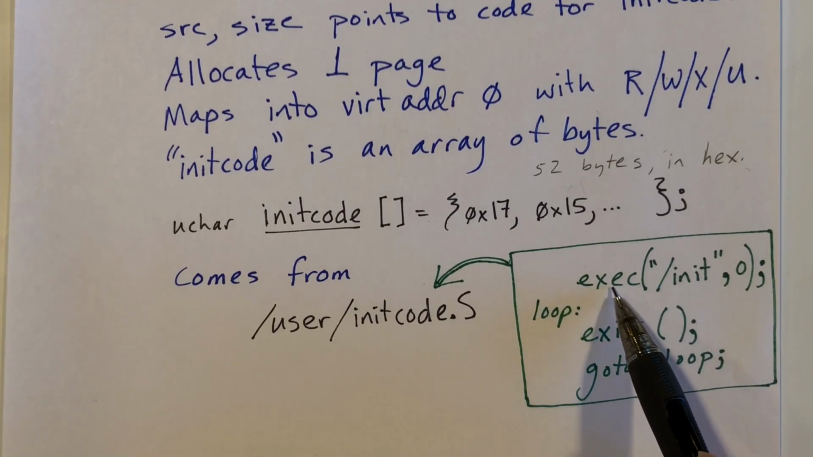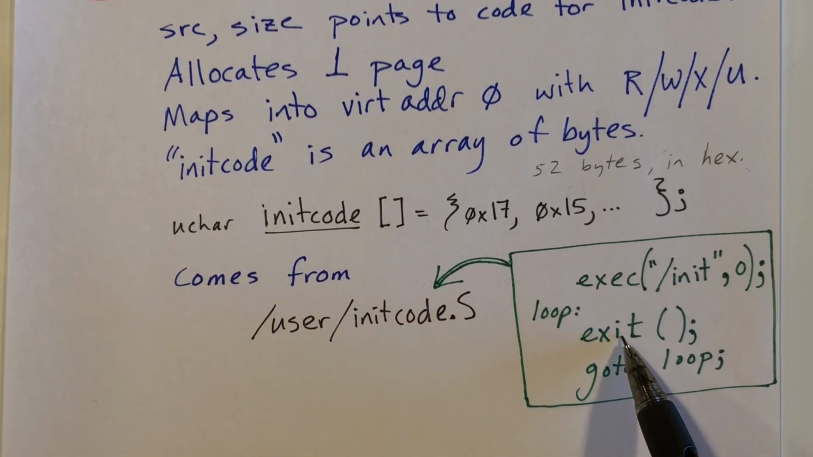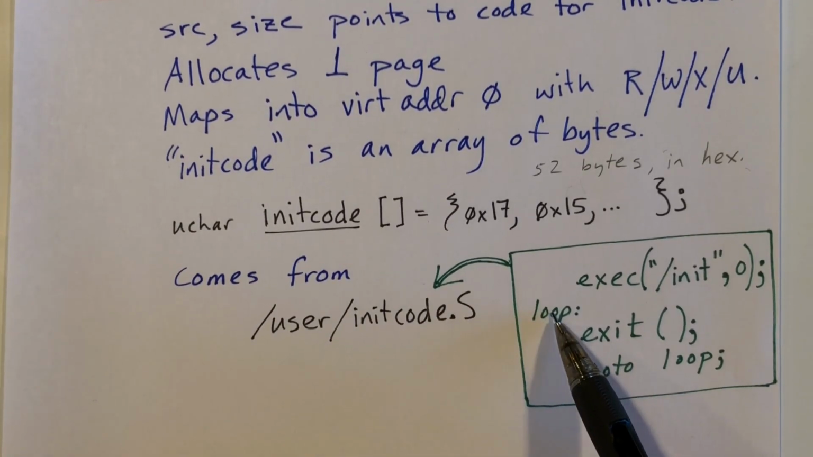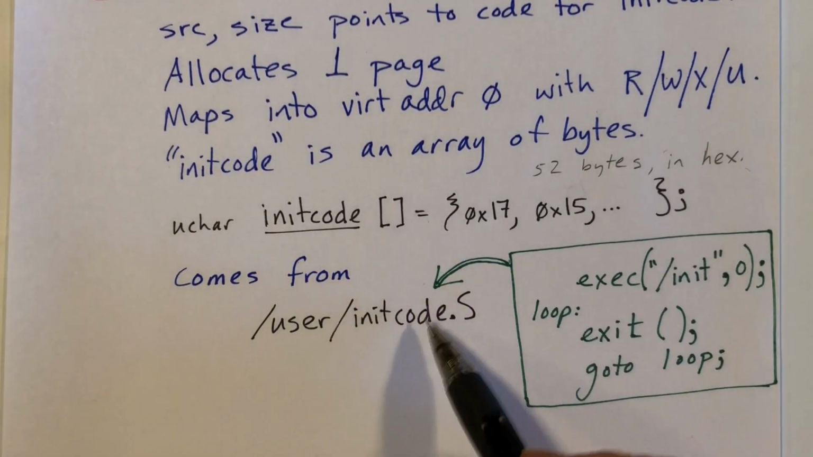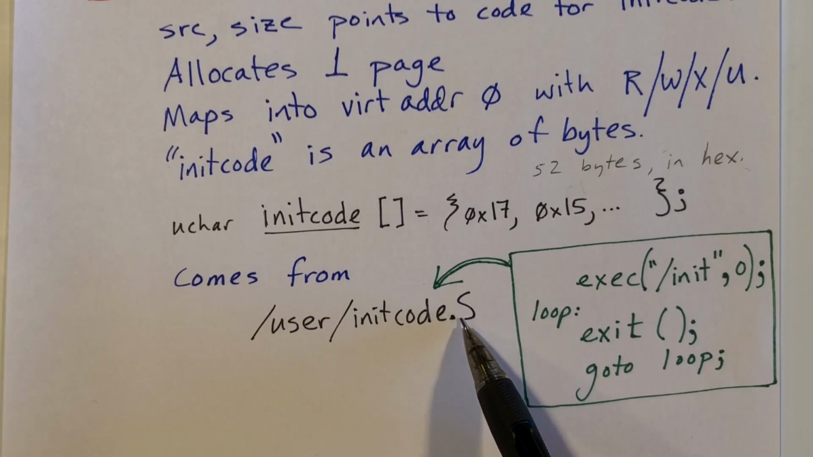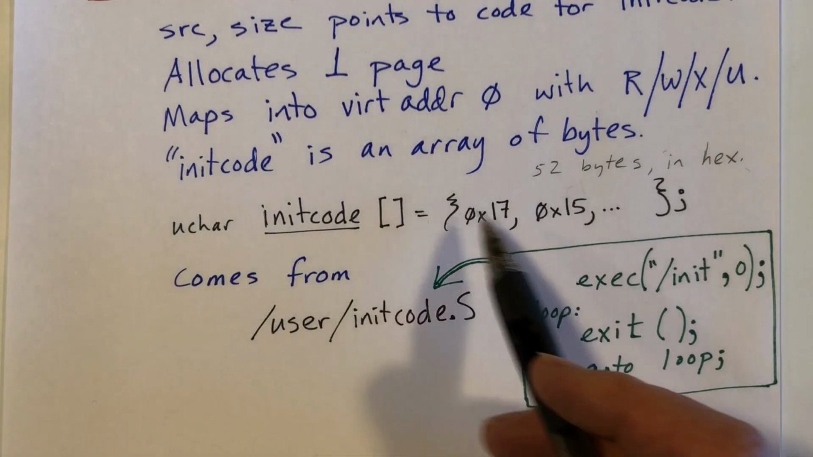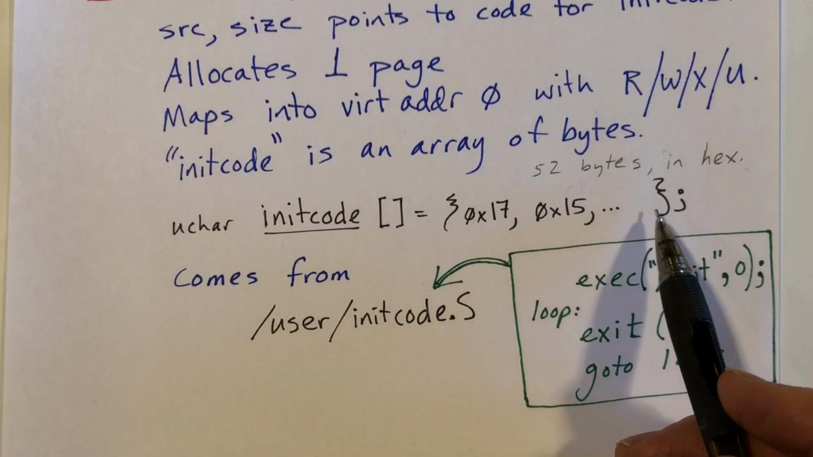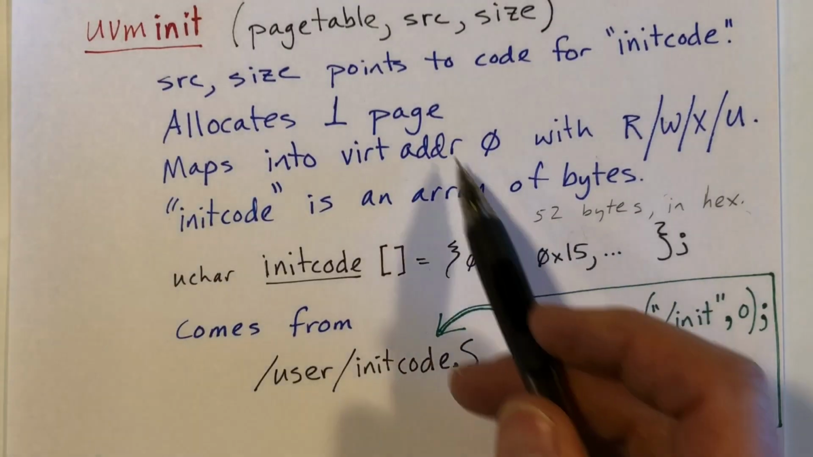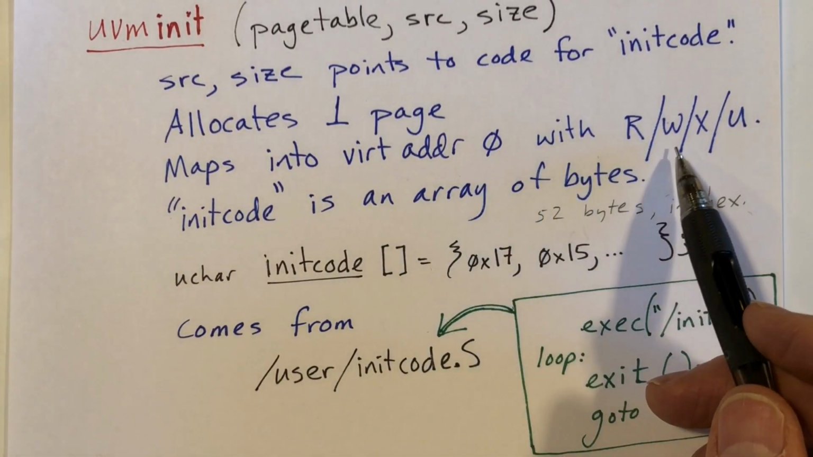But if for some reason it does return, this code will call the exit system call, which itself should never return, but that is followed by a jump to this loop label. And that is all assembled, and the bytes then are extracted from the executable and placed in this array where they can be copied into this single page virtual address space.